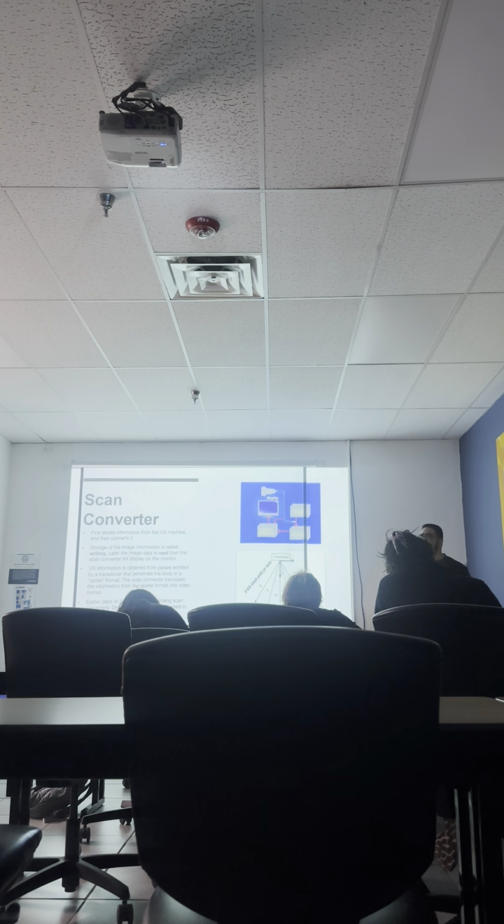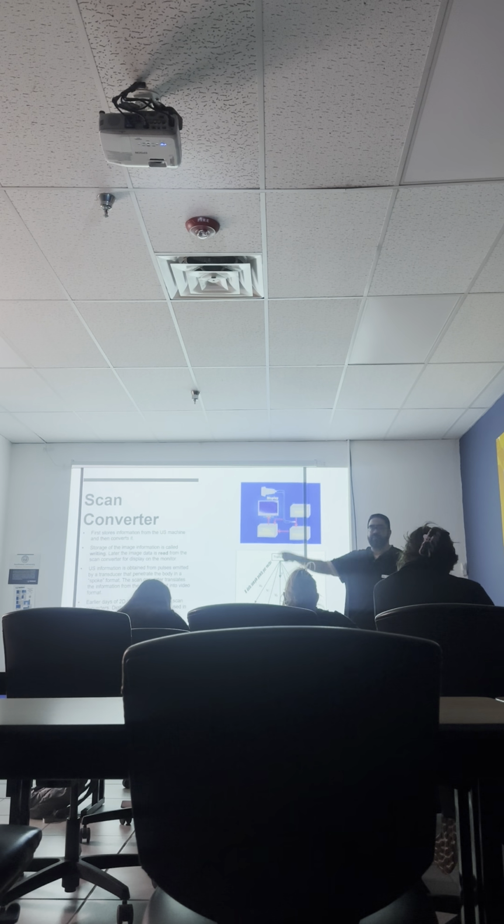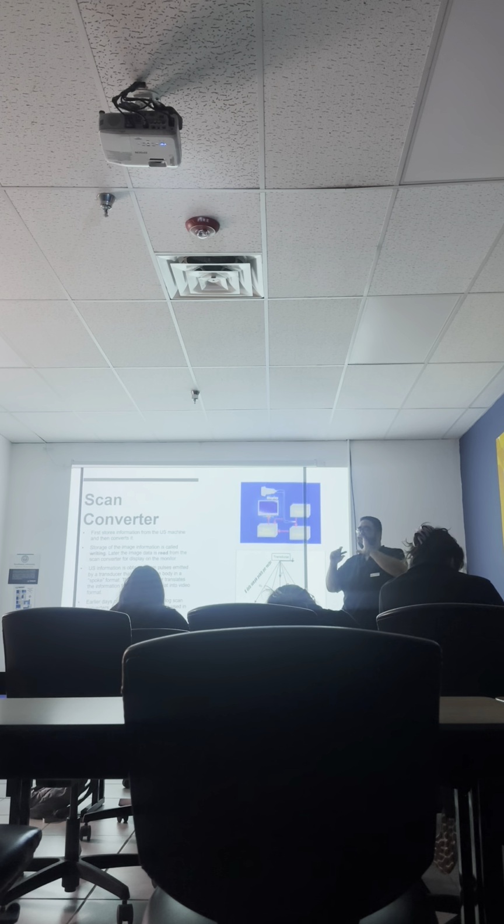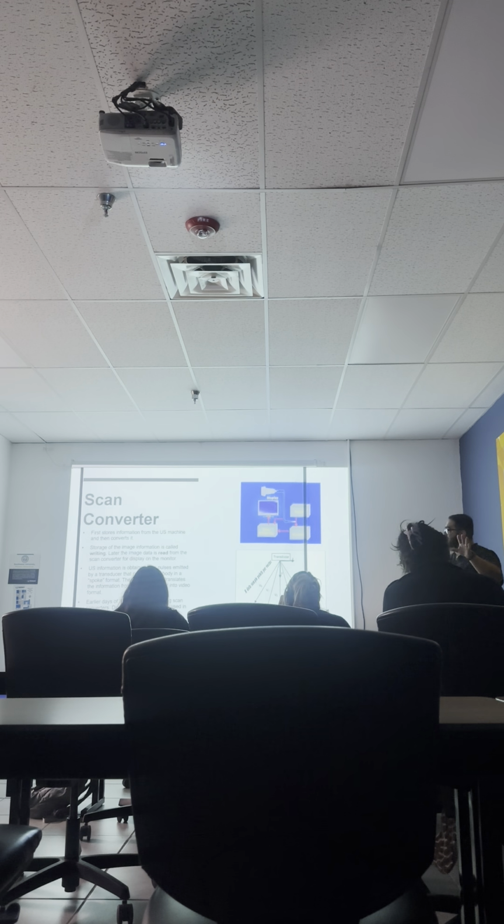Okay, so the scan converter converts the information that the machine gets from the transducer into a way that it's displayable on the machine. Because if we just got the information from the transducer and put it right onto the screen, it would just be a bunch of different numbers. So the scan converter converts information from the transducer into information that is displayable on the screen.